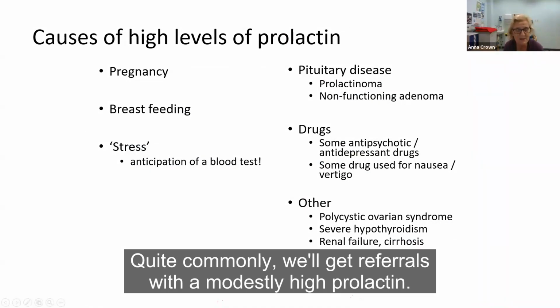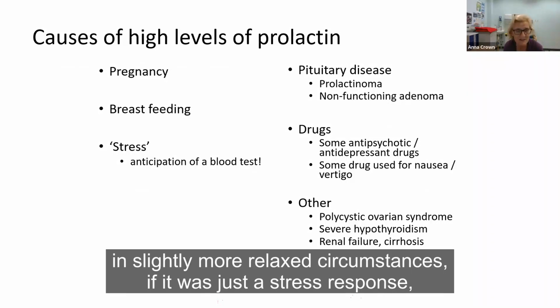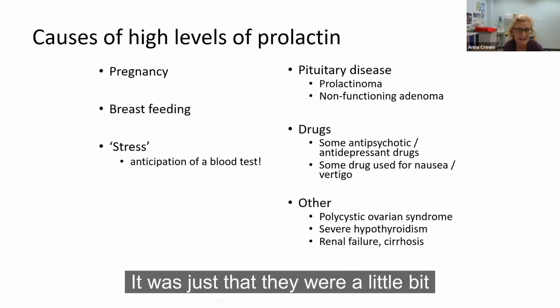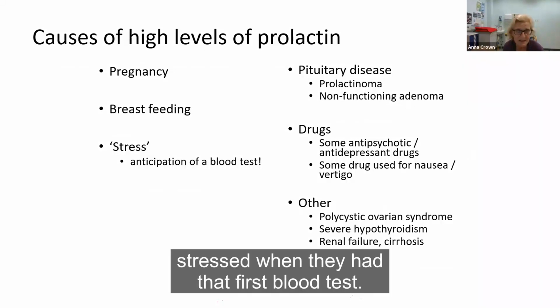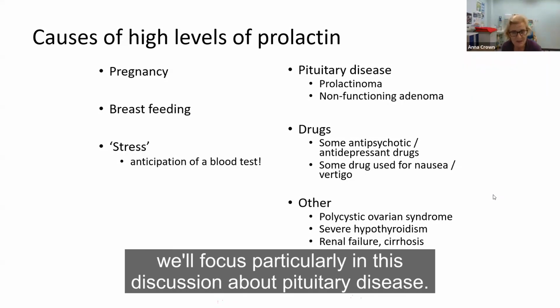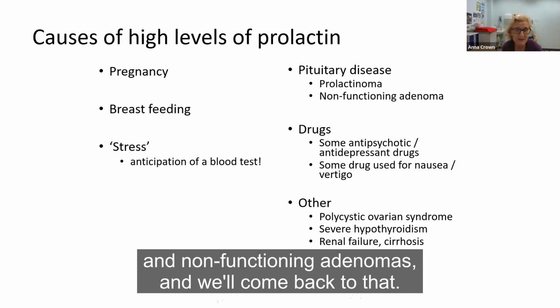So quite commonly we'll get referrals with a modestly high prolactin. And if you can get the blood test repeated in slightly more relaxed circumstances, if it was just a stress response, then you'll see a reassuring repeat result and you'll be able to reassure the patient that there's nothing actually to worry about. It was just that they were a little bit stressed when they had that first blood test. But in terms of other causes of a high prolactin, we'll focus particularly in this discussion on pituitary disease. And that's both prolactinomas and non-functioning adenomas, and we'll come back to that.